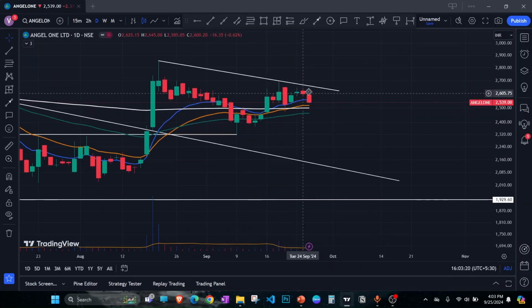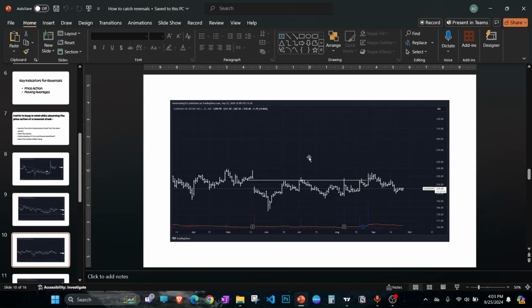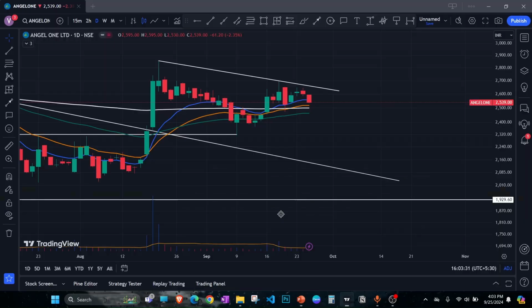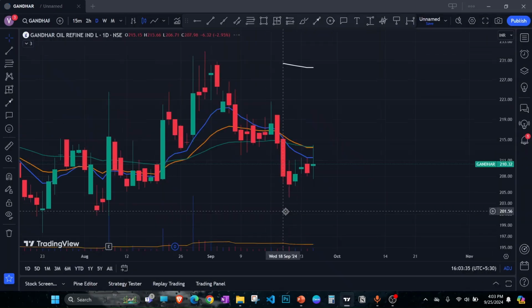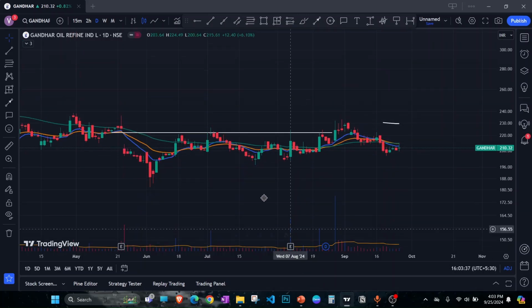So again, if you see, it is setting up again, and once it crosses this level again, that could be my entry point here. Another example, this is one example of failure, where the stock tried to do multiple trend reversals, but none of them worked.